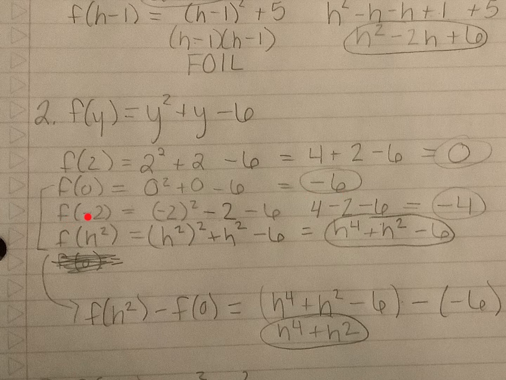Here you've got f of negative 2. So negative 2 squared minus 2 minus 6. So negative 2 squared is positive 4. Minus 2 minus 6 is negative 4.